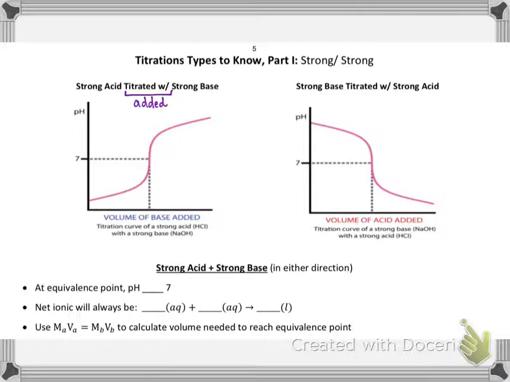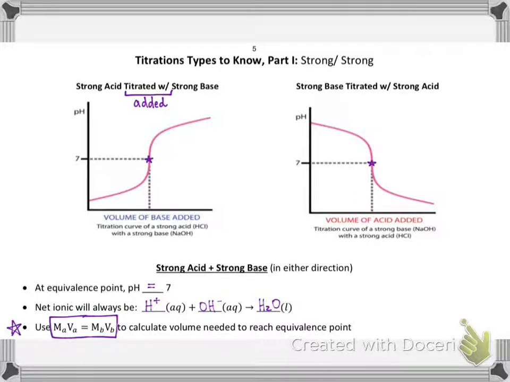Now, the glory here is that if you have a strong acid and a strong base, at the point in time where they have completely neutralized, the equivalence point, the pH is always going to be 7. And your net ionic is always going to be just proton plus hydroxide to form water. If you want to find the volume of whatever you're adding needed to reach the equivalence point, you want to use that amazing shortcut equation, MAVA equals MBVB.